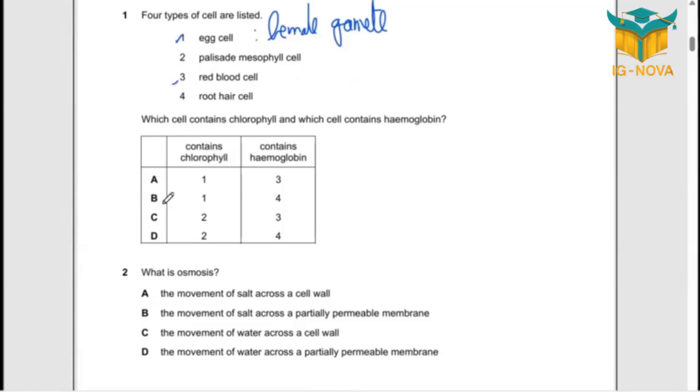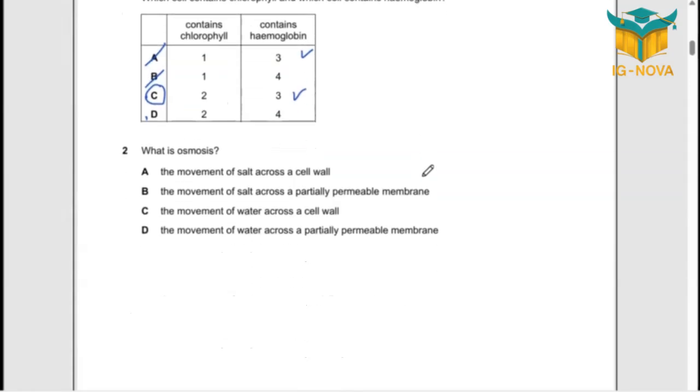Contains chlorophyll can be 1 or 3, so cancel out A and B. Why? Because containing chlorophyll with an egg cell is a mistake. So 2 is okay for containing chlorophyll, so option C or D. Containing hemoglobin is definitely red blood cell, so option C. Why are the other options wrong? Because of cancellation of wrong options.